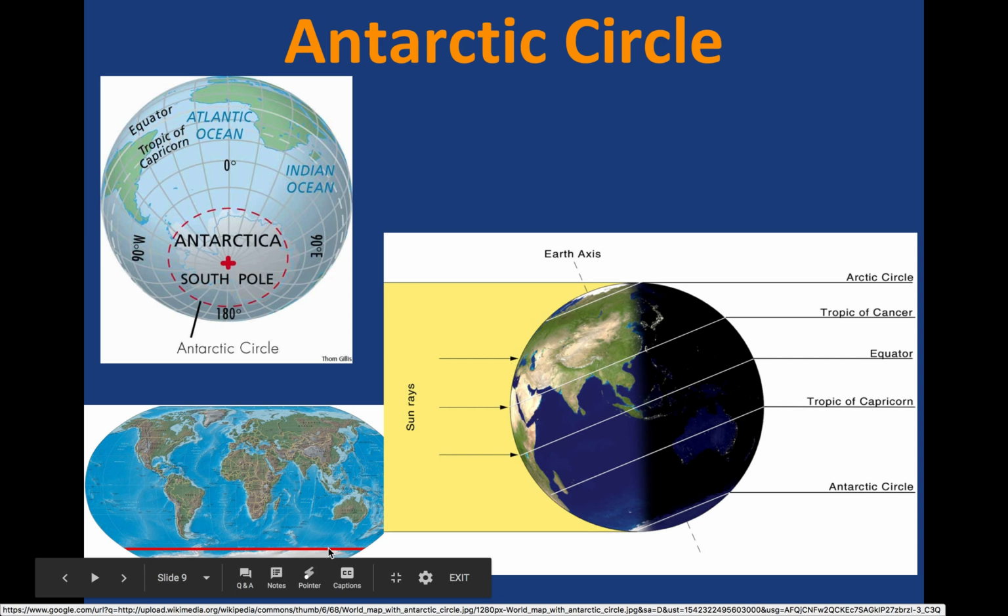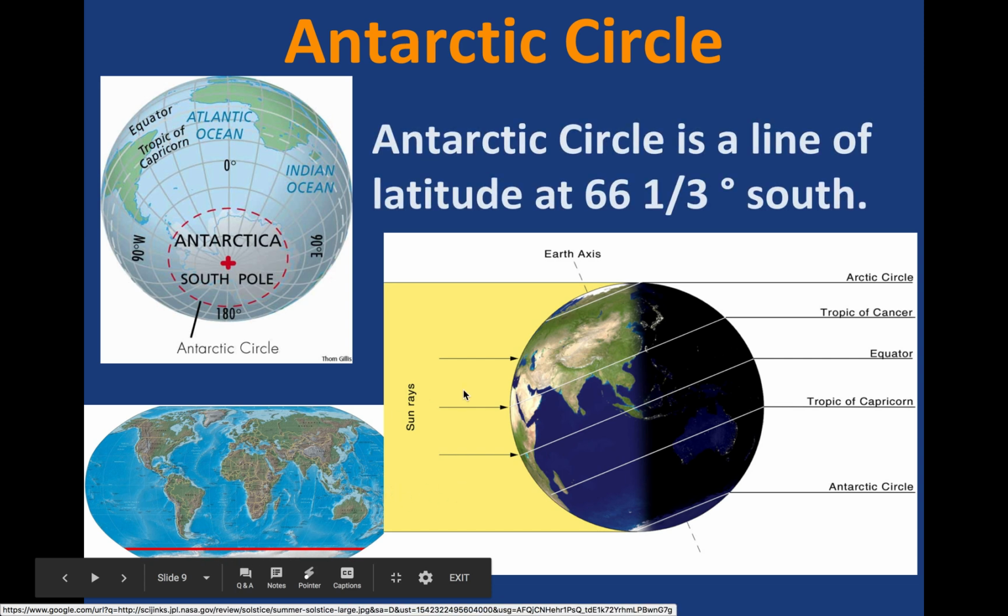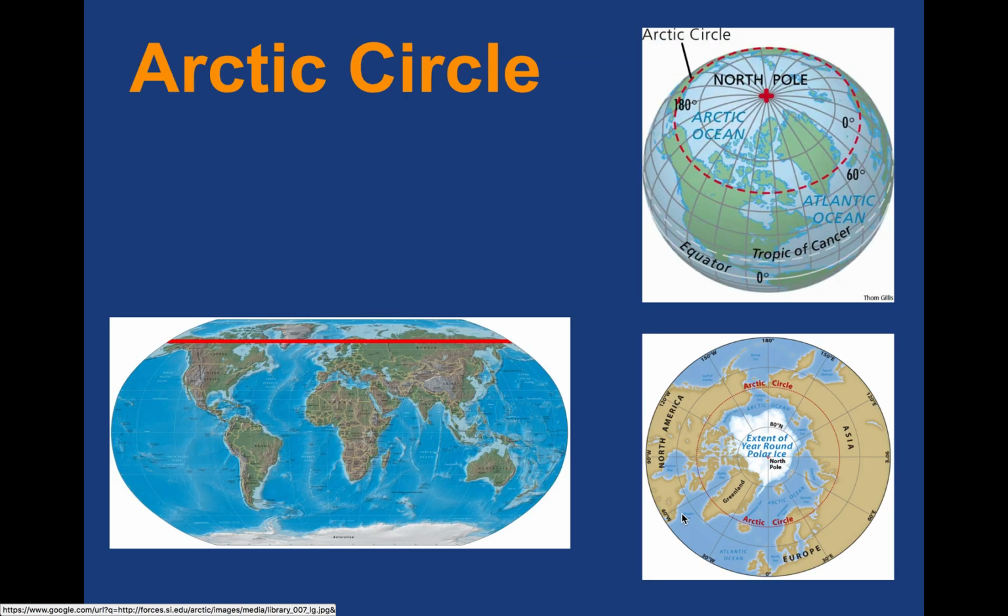Antarctic Circle is down by Antarctica. It is at 66.33 degrees south. And this is how the Earth is tilted. The Earth does not stand straight up and down. It's tilted on an axis. The Antarctic Circle is at the bottom, 66.33 degrees south.